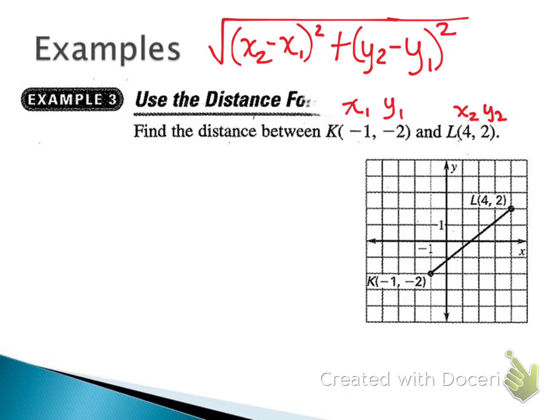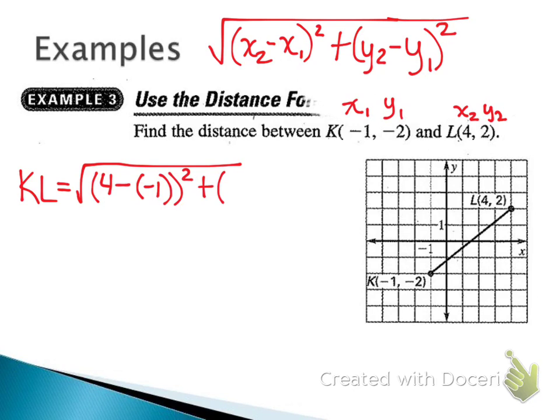We gotta write this down. Now all I have to do to find that distance is plug these numbers here into the formula I wrote at the top. So the distance between KL, we would write the letters KL without a bar over it. That means the measure or distance is equal to the square root of my x2, put that above 4, minus my x1 is negative 1 squared, plus my y2 is 2, minus my y1 was negative 2.